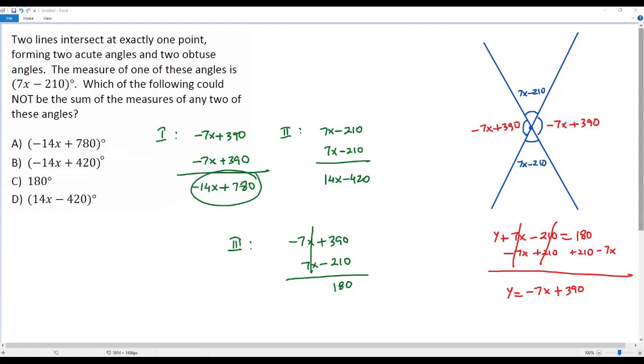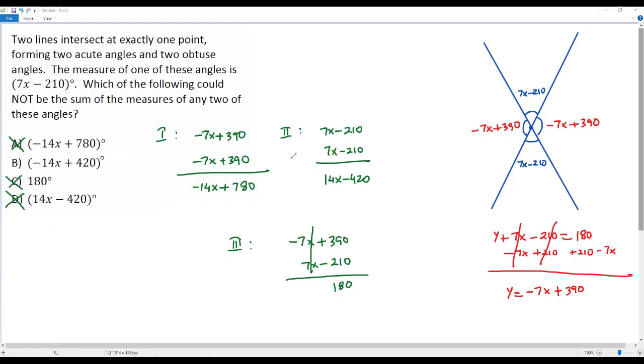When I consider the first one, -14x + 780, I find this one in answer choice A. So this one could be the sum of the measures of any two of the four angles. So we can reject answer choice A. Now let me consider this one, 14x - 420. I find this one in answer choice D. So let's reject this one. And also let's consider the third one, 180. We find this 180 in answer choice C. So let's reject this one.